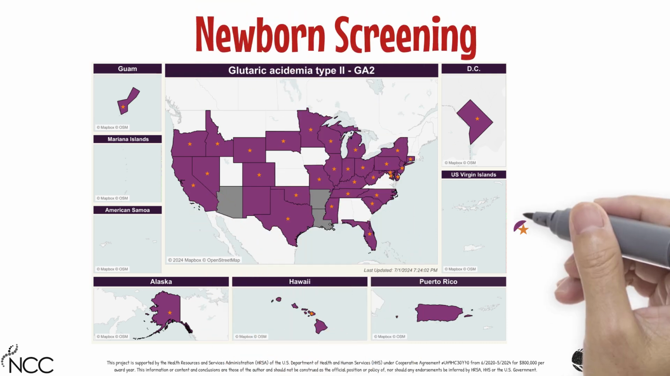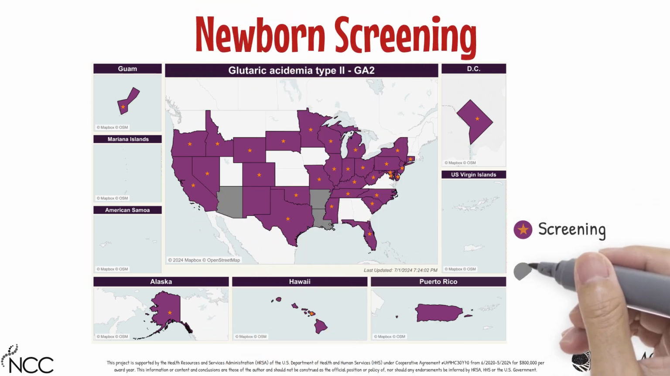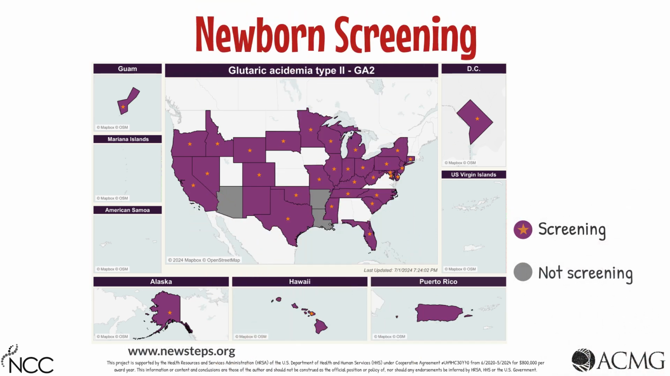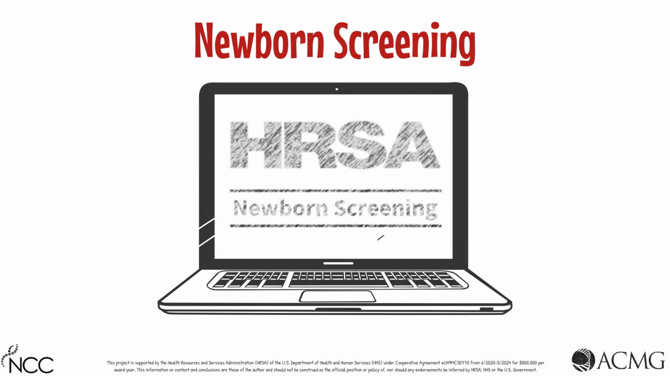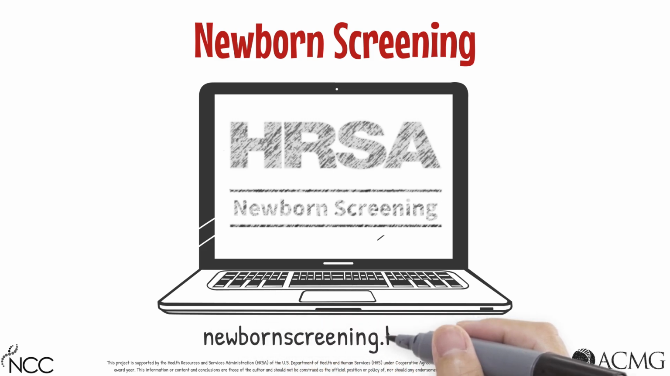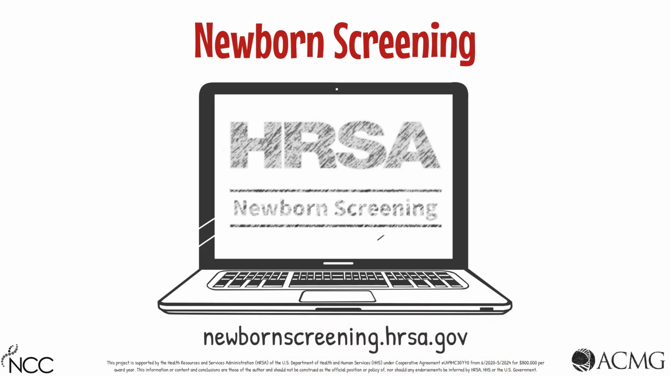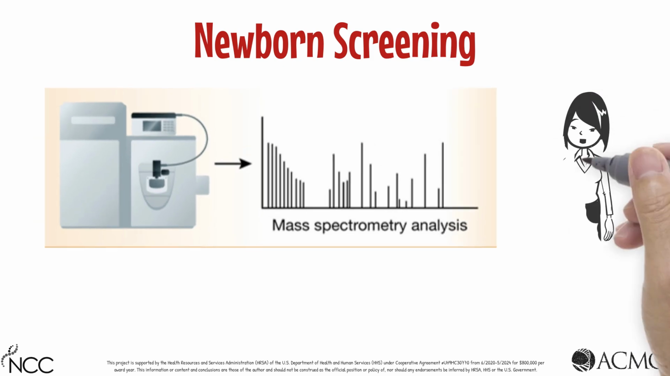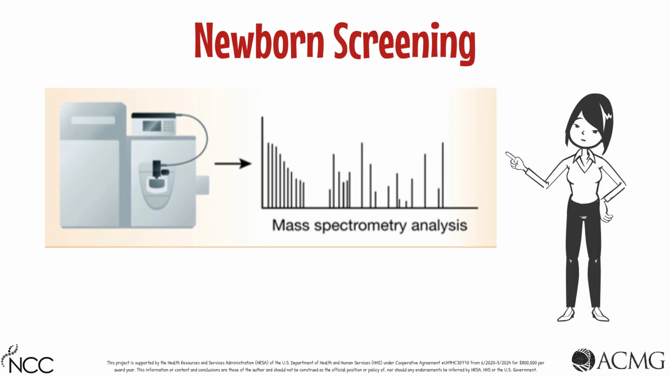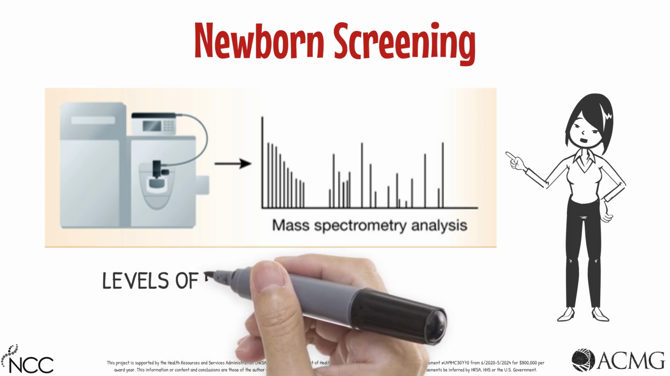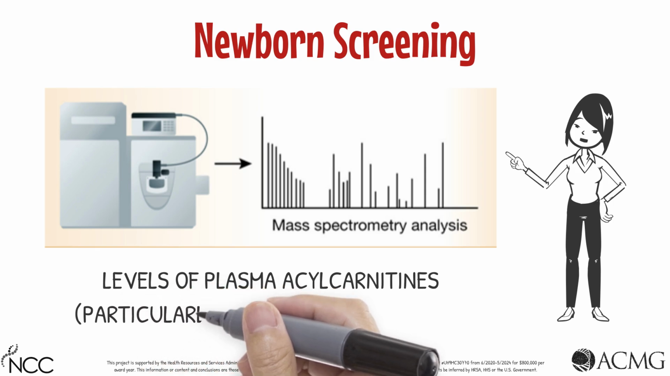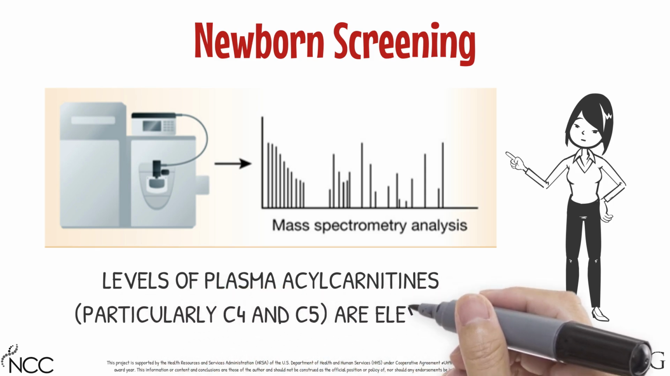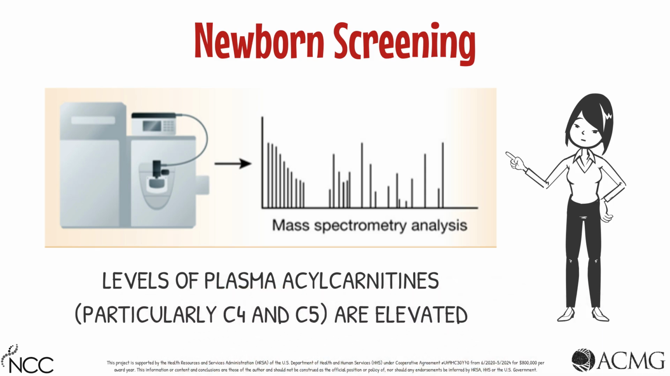Not all states in the United States provide newborn screening for Glutaric acidemia type 2. A good resource for checking a state's newborn screening panel is the newbornscreening.hrsa.gov website. Screening for Glutaric acidemia type 2 is performed by examining the levels of plasma acylcarnitines, particularly the C4 and C5 acylcarnitines, which are elevated in individuals with this condition.